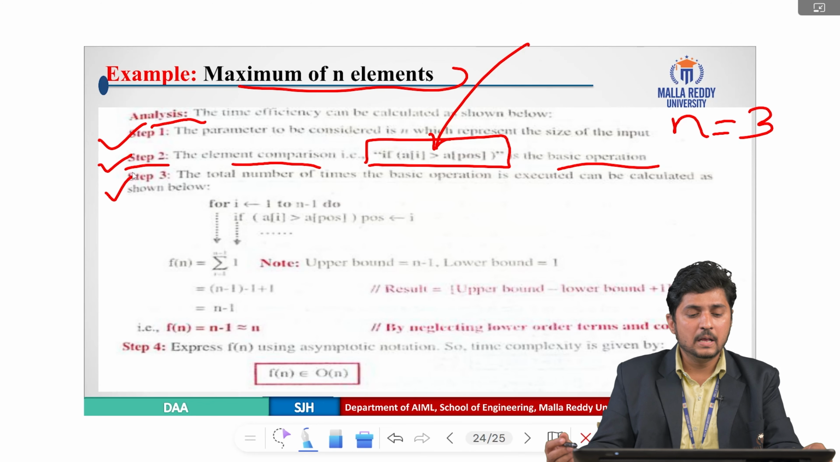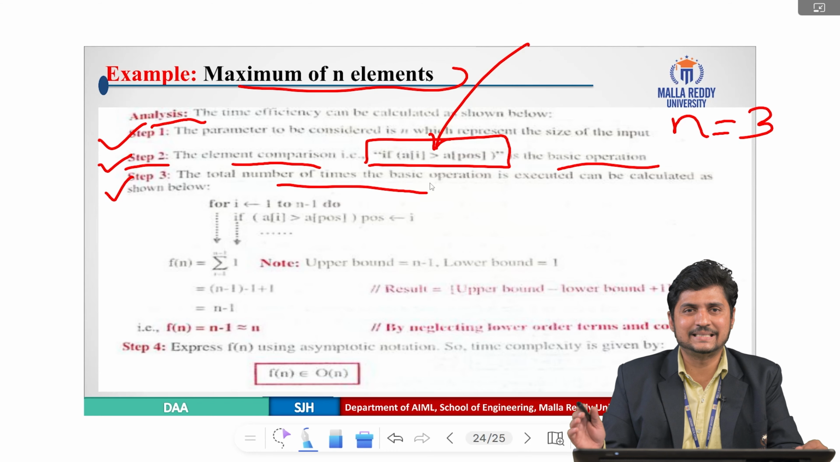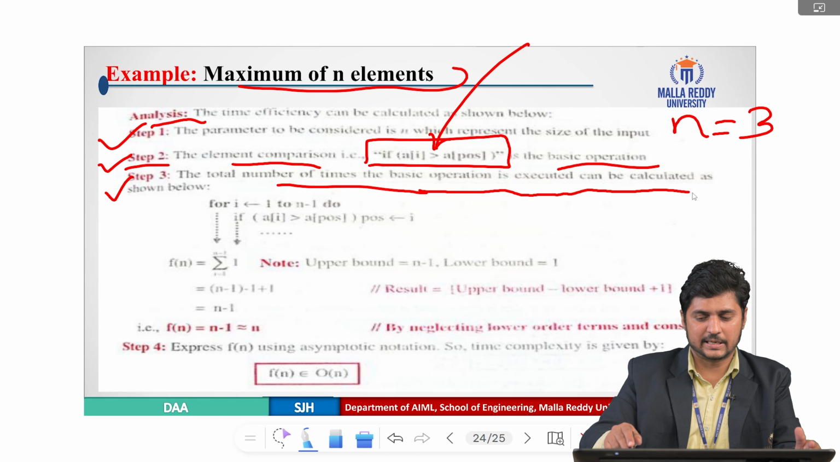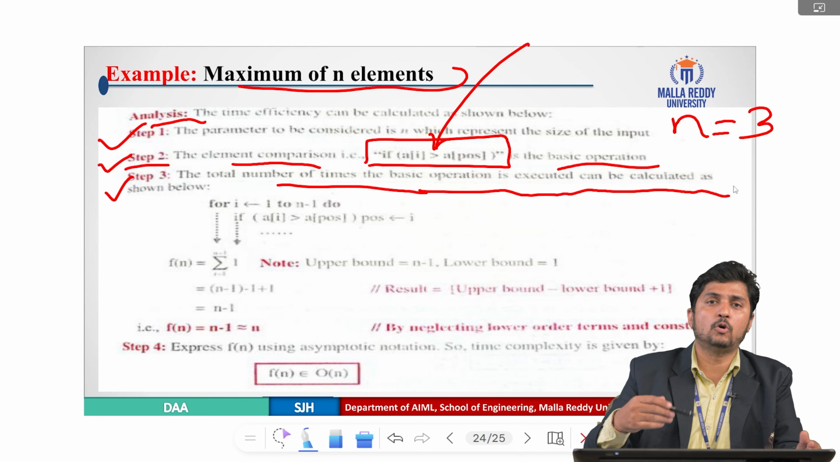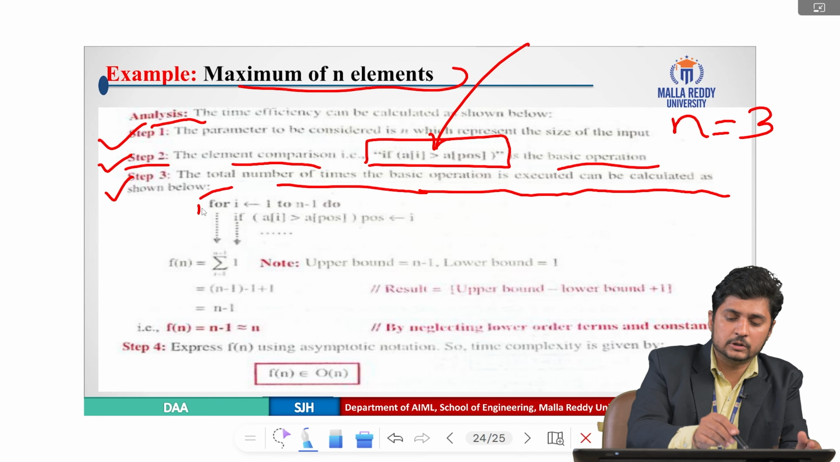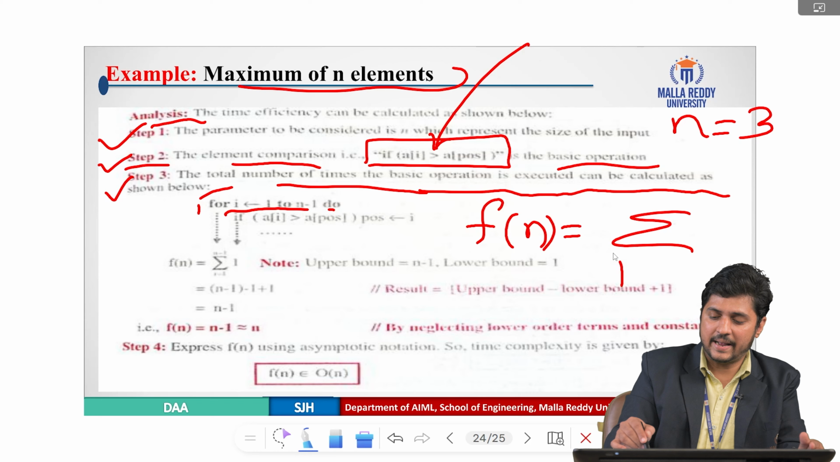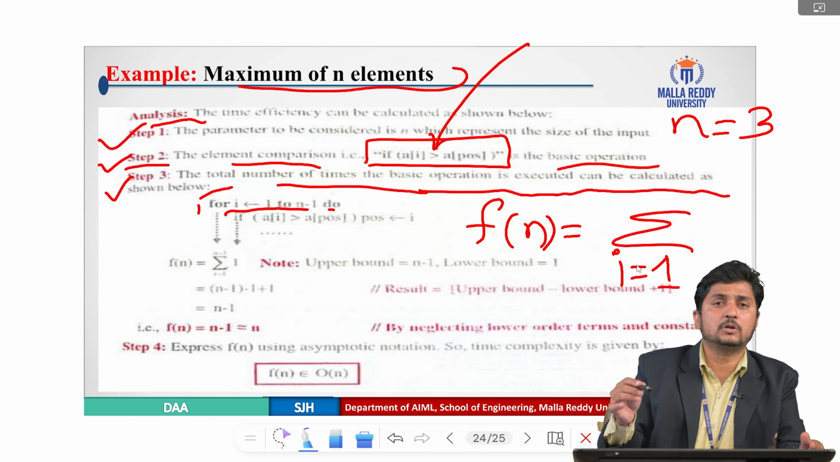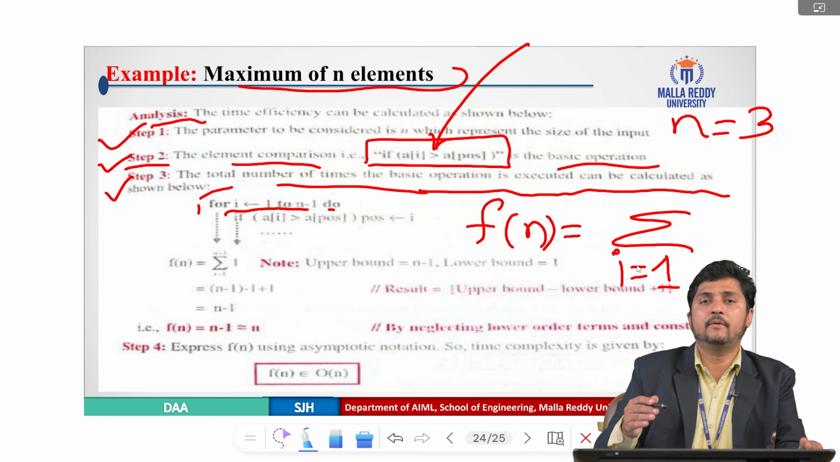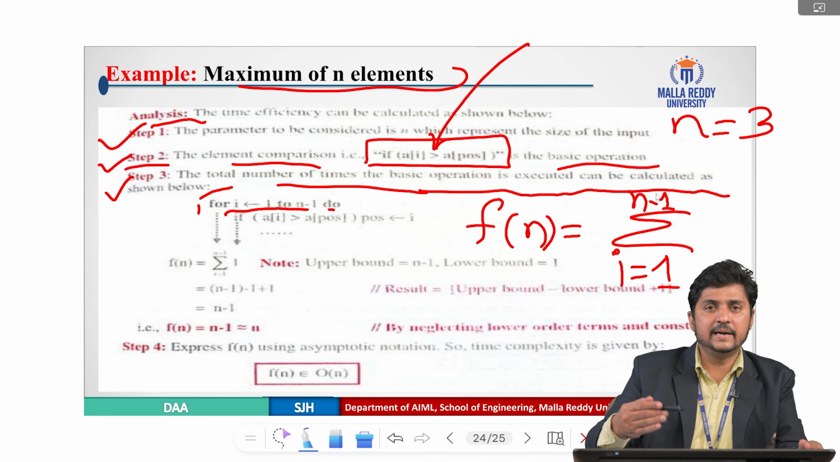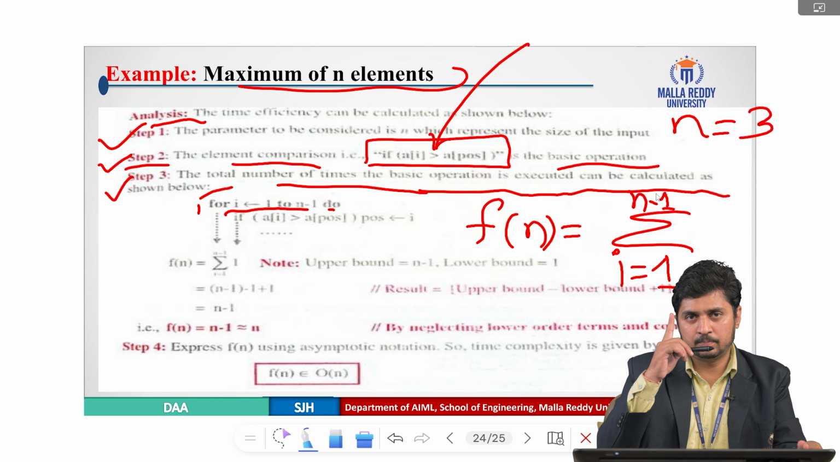Coming towards the third step, step number 3 states that we need to count the total number of times the basic operation, the comparison operation, is executed. That means go for summing. In order to sum, we write f of n is equal to summation of i starting from the first index, because we are not starting from 0. The 0th value is meant for holding the largest element. So 1 up to n minus 1, the ending index value. And for every iteration, the comparison operation is performed exactly one time.